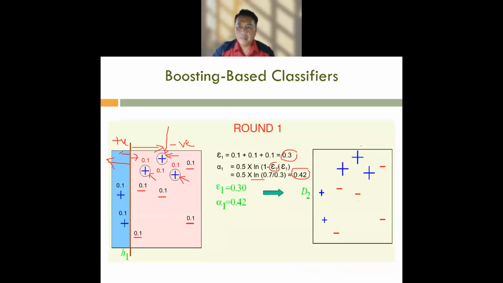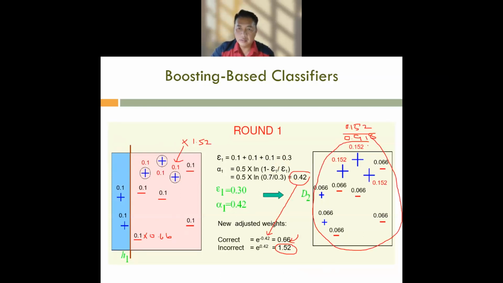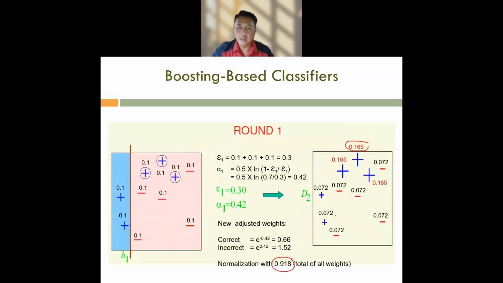We add up all these values, and the value we get will be 0.918. And then we take that value and divide with it, and we get the new weightage here. Okay, so that is the first round, up to the normalization stage. Now I'm going to the second stage.